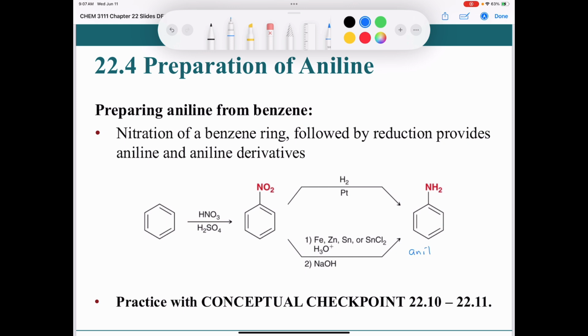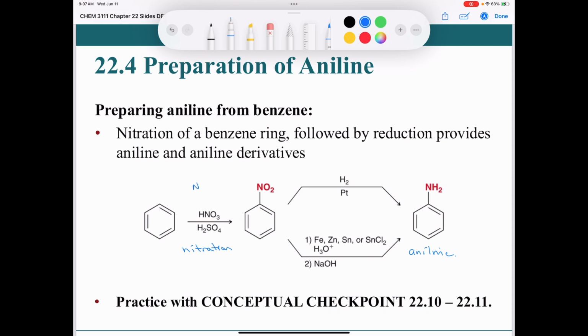This is aniline. Okay, you could call it aminobenzene, but the common name is aniline. And it says here nitration of a benzene ring followed by reduction provides aniline or aniline derivative. So the first step is going to be our nitration. And for that we make the nitronium ion by reacting nitric acid and sulfuric acid together.